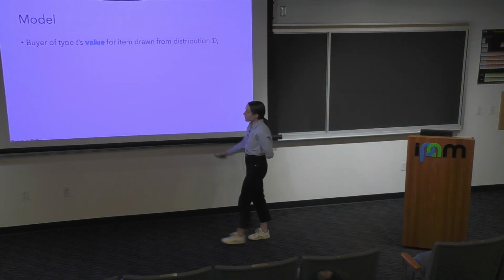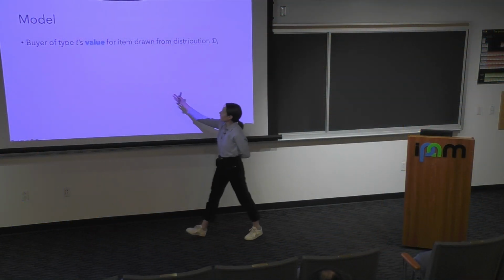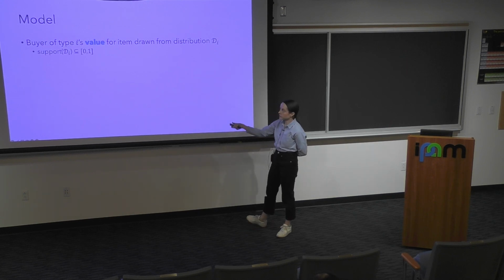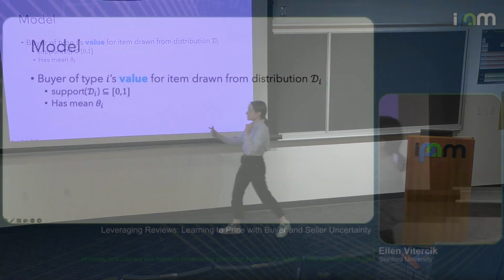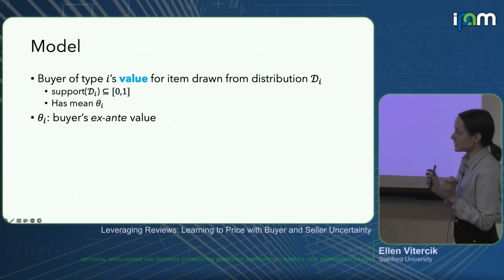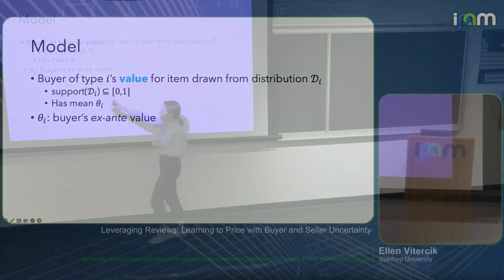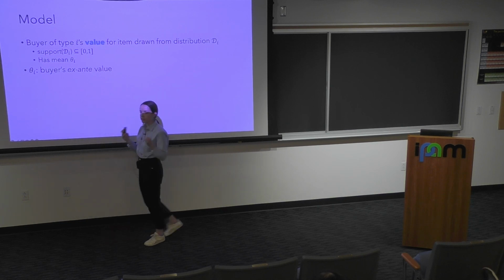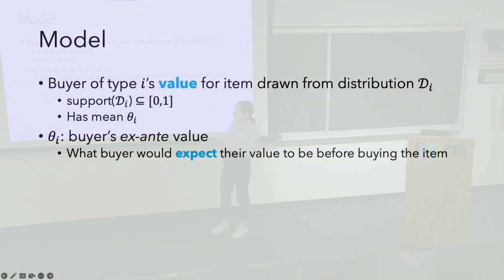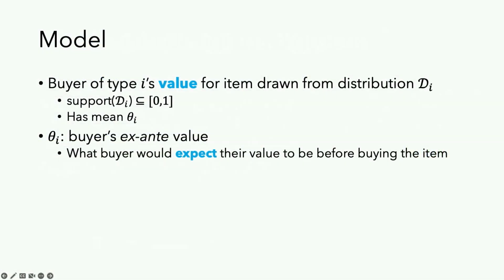Okay, so for buyers of type I, their value for the item is going to be drawn from some distribution D_I. And we're going to say the support of D_I is between 0 and 1, and we're going to call its mean theta_I. So a little bit of mechanism design terminology: we're going to refer to theta_I as the buyer's ex ante value for the item for sale. And intuitively, you can think of this as what the buyer would expect their value to be before they actually purchase the item. This is the expectation of their value distribution.